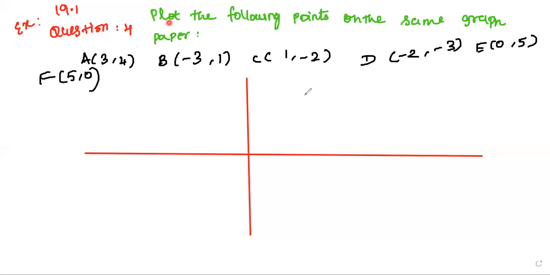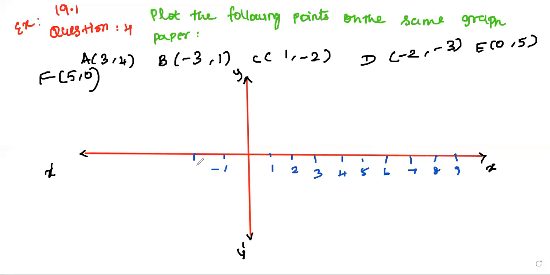So let me mark the 2D graph. This is the y-axis. This is y negative. This is the x-axis, the positive side. This is x negative. You are already aware of these things, I believe. So here you will have 1, 2, 3, 4, I'm just marking it randomly, 6, 7, 8, 9. On the other side, you will have negative 1, negative 2, negative 3, negative 4, negative 5.